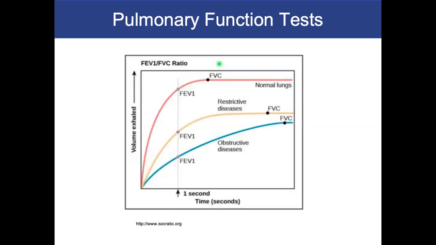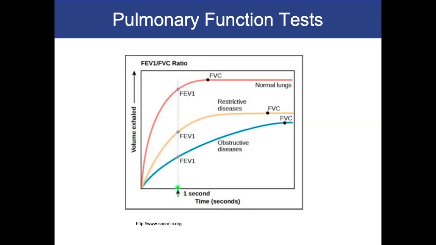Here's a plot. This is actually really interesting. I want you to draw out the forced vital capacity plot and talk your way through it, right? So take a look. The red line is normal lungs. You're going to take a deep breath in, you force it all out, and you try to force it all out within 3 seconds, okay? This is volume exhaled in liters. This is time in seconds, okay?